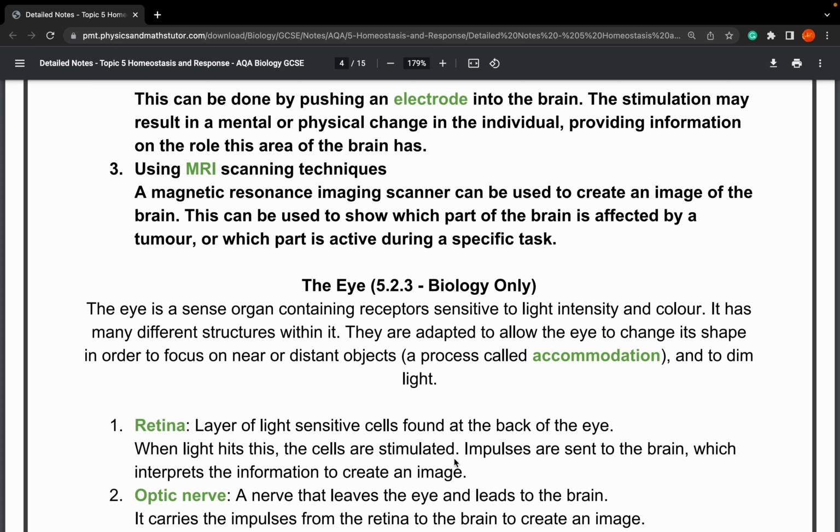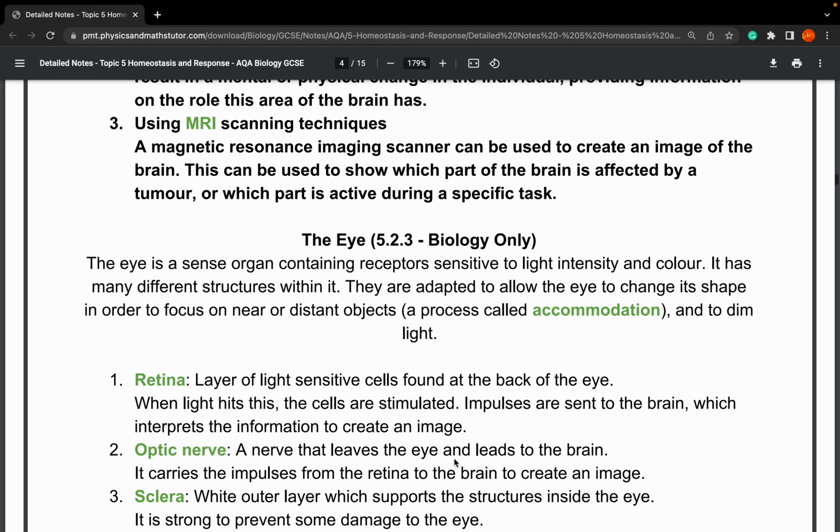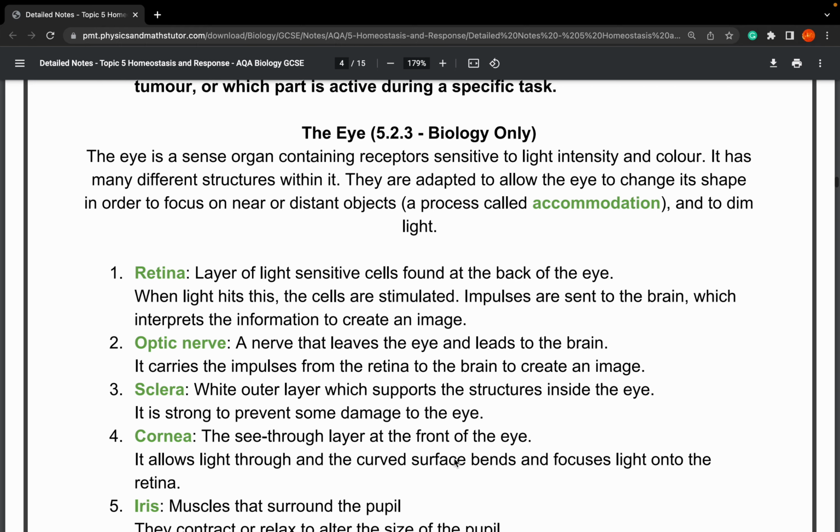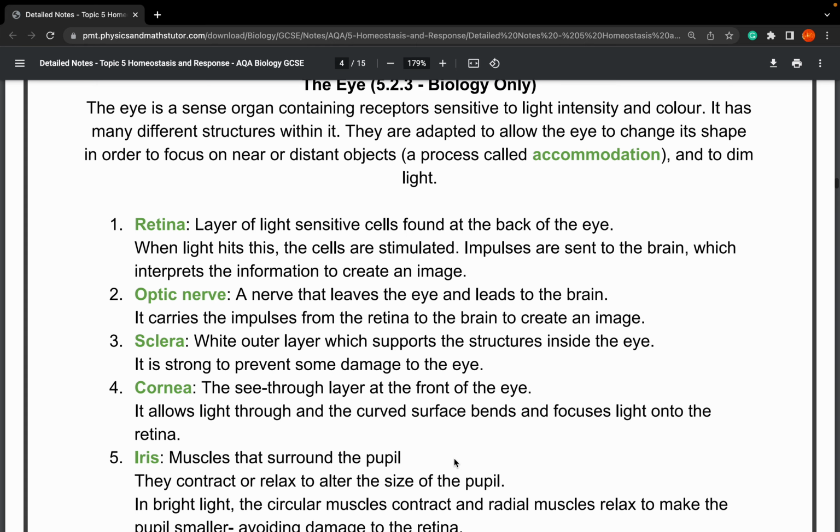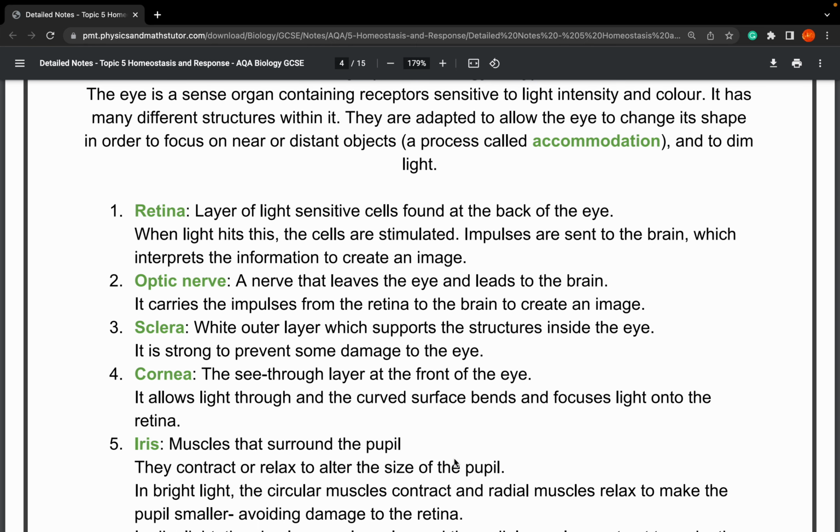Okay, good. And next we are going to read about the eye. The eye is a sense organ which contains receptors sensitive to light, intensity and color. It has many different structures within it. They are adapted to allow the eye to change shape in order to focus on near or distant objects. That is known as accommodation.